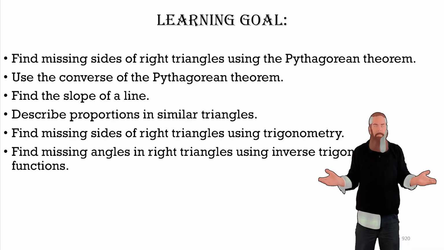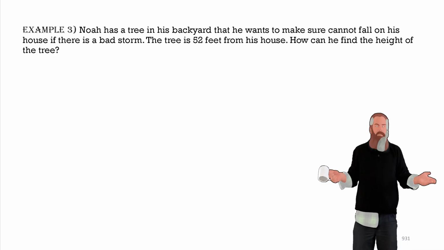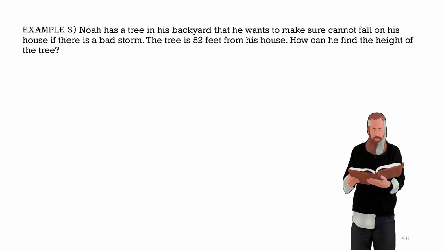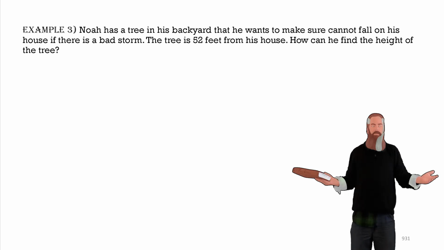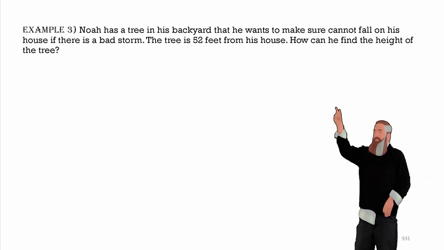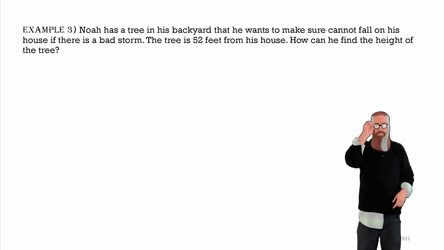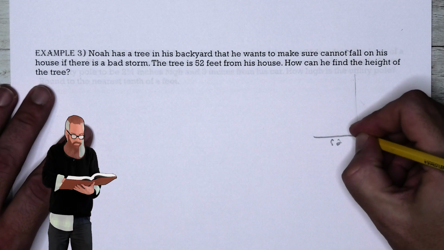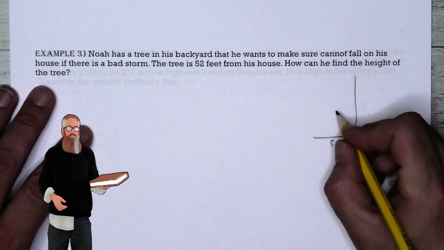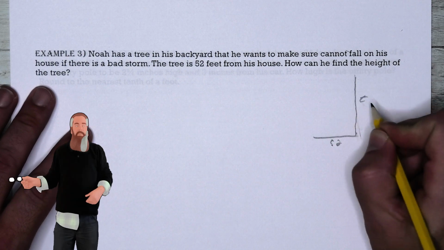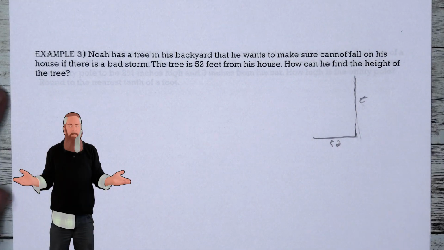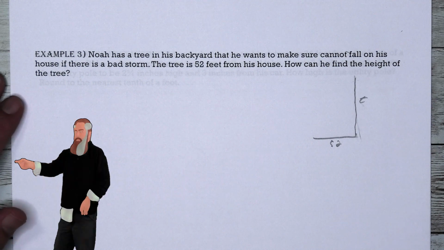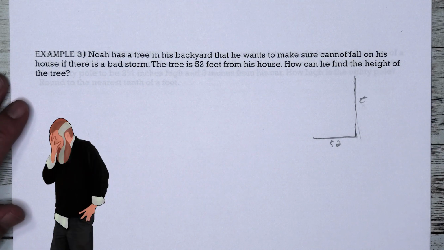Now let's describe properties in similar triangles. Noah has a tree in his backyard and he wants to make sure that it cannot fall on his house if there is a bad storm. The tree is 52 feet from his house. How can he find the height of the tree? So we know that he's 52 feet away from his house and it would require a tree being at least T tall.